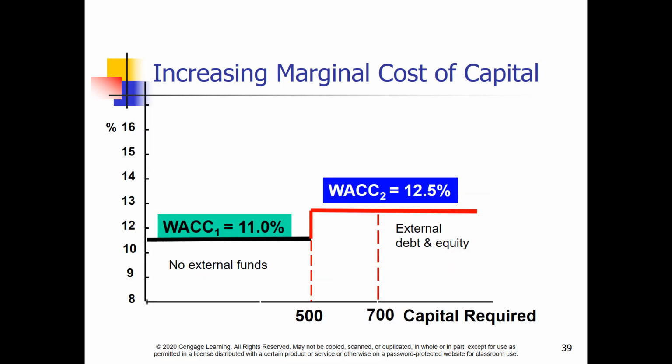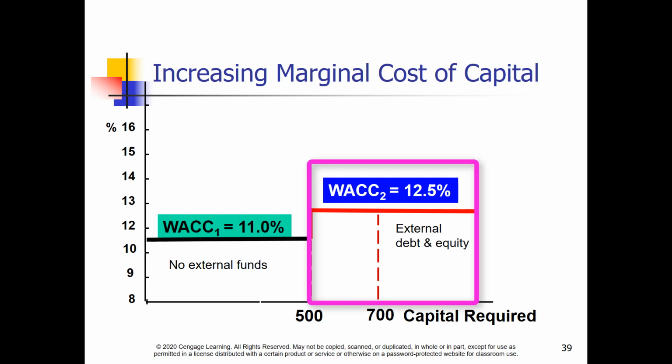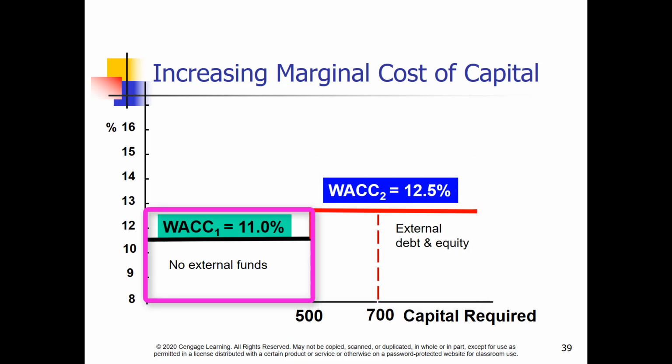Suppose we have $700 worth of projects with positive NPVs, but we'll need to go outside to fund them, and the resulting cost of capital will rise from 11 to 12.5%. If we stay at or below 500, we won't need outside funds, so our cost of capital will be 11%. If we elect to go with the $700 budget, then all projects must be evaluated at the 12.5% rate, which may cause some to fall out. This is an iterative process to arrive at an optimal budget for a firm.